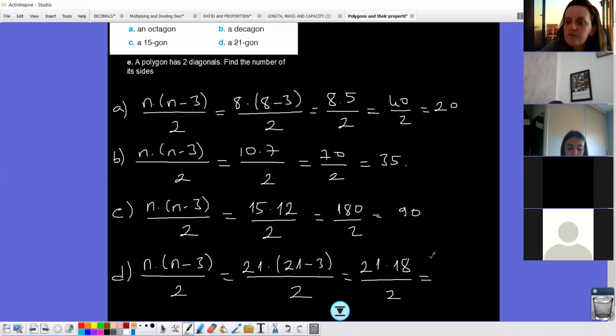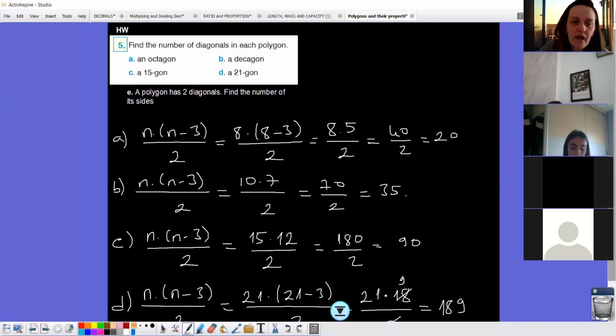Okay. You can do some simplifications or you can do directly the multiplication here. Which one do you want? Do the simplification, teacher. Okay. So we get 21 times 9. So 189. A 21-gon has 189 diagonals. Okay, so did you understand? Do you have an idea right now? Yes, teacher. Okay, great. Thank you.